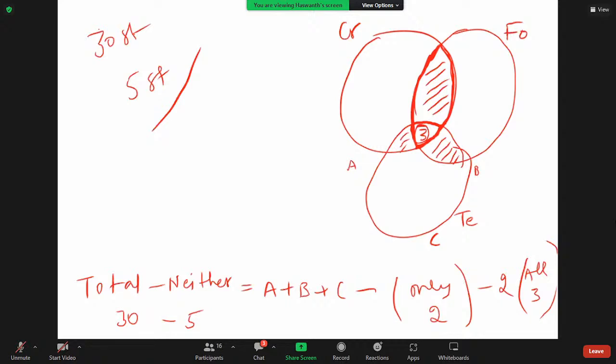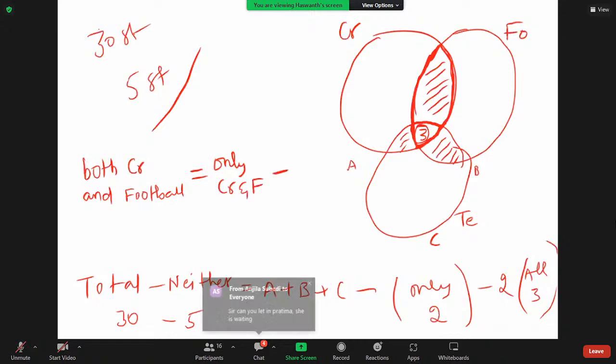So both cricket and football values will be equal to only cricket and football plus all three.